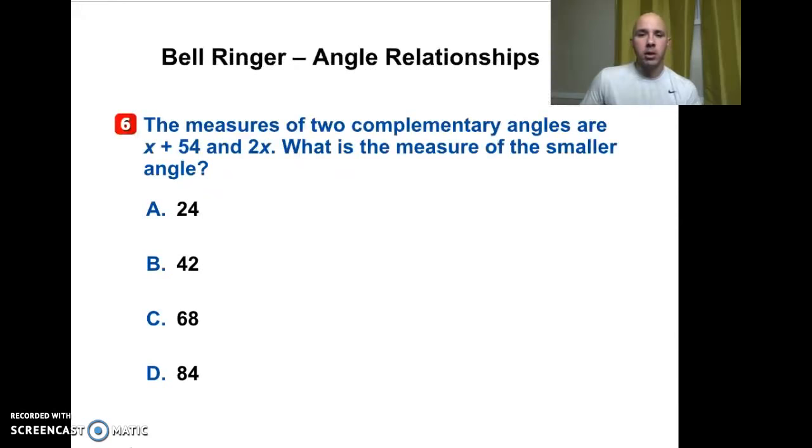angle 2. For the second one here, we want to find the measure of the smaller angle, given the measures of two complementary angles are x plus 54 and 2x.